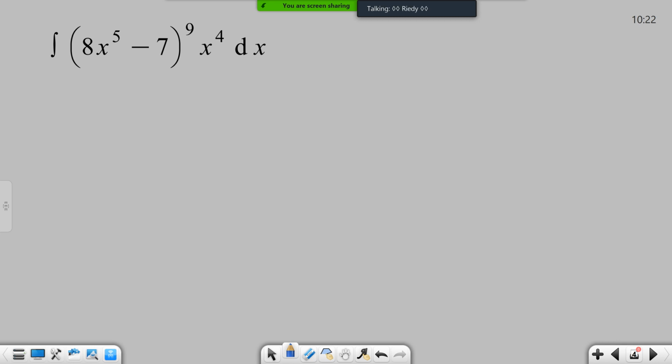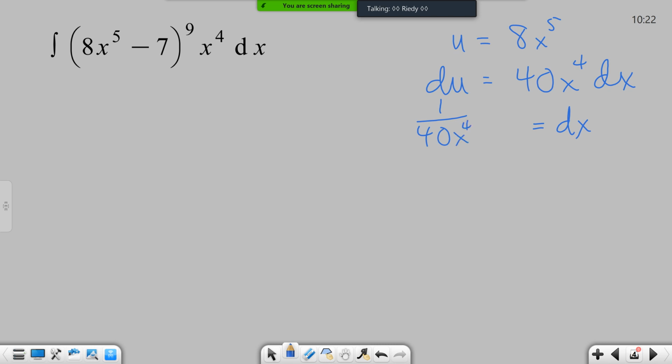Now, I will tell you ahead of time, she's wrong. That's okay. We still love her. But don't write this down. I want to show you what happens when you pick the wrong u so that you can recognize, ooh, I screwed up, that doesn't work. So she said we're going to do u equals 8x to the fifth. Take the derivative: du is equal to 40x to the fourth dx. Solve for dx: dx is equal to 1 over 40x to the fourth du.